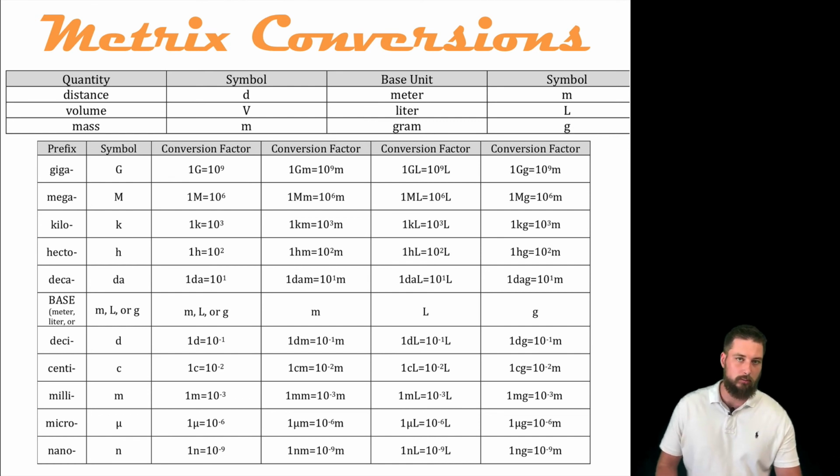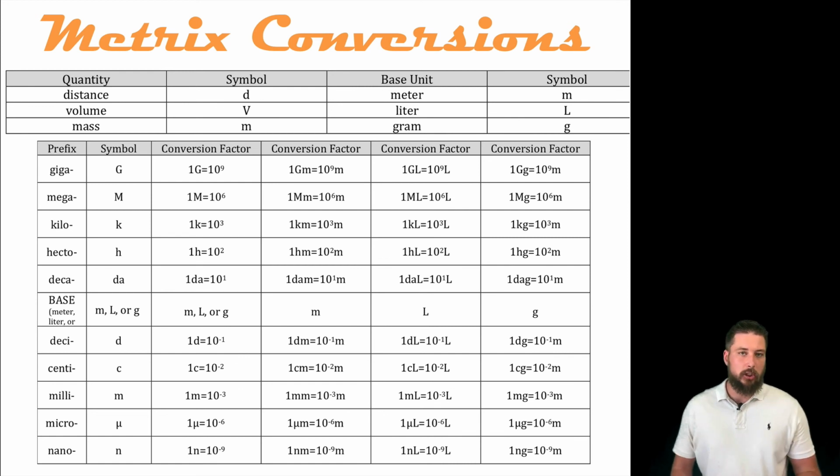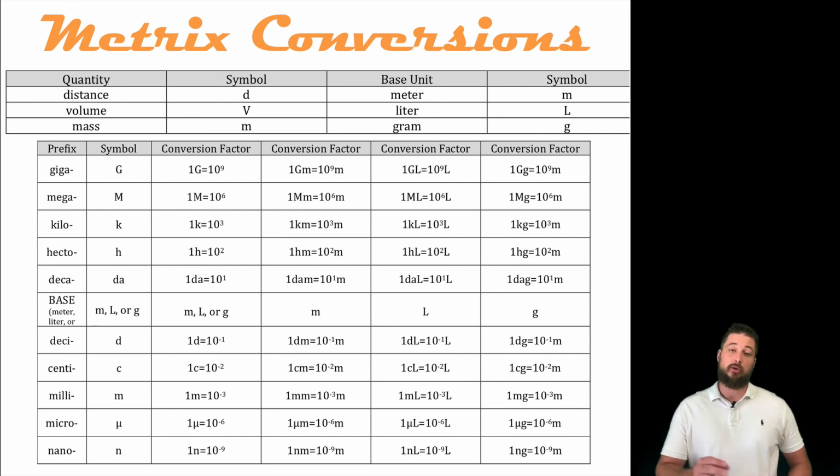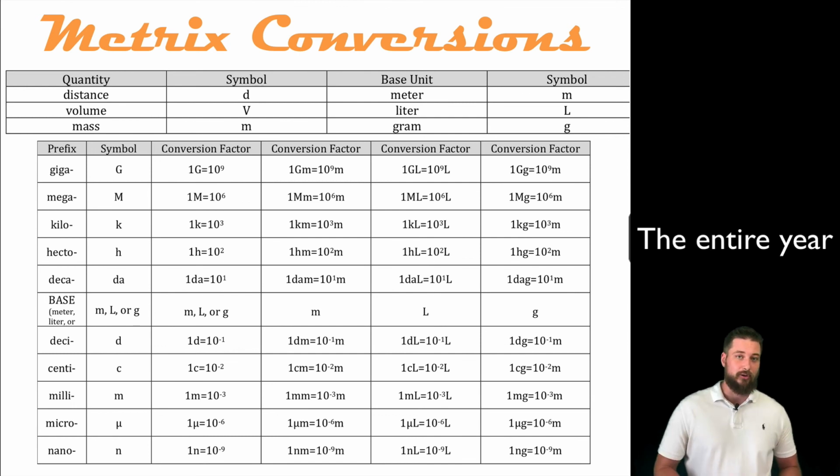1 nanometer is 10 to the -9 meters. And so whatever you put in there, you just need to know that 1 nano is 10 to the -9, or 1 micro is 10 to the -6. So make sure you get this down. We're going to do a lot of practice problems with this. This is something that you will see for the remainder of the year. And that's it for conversions.